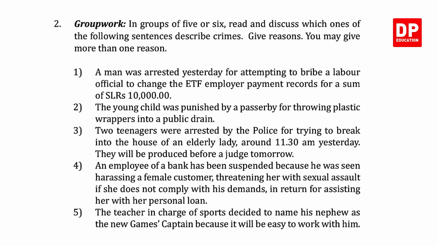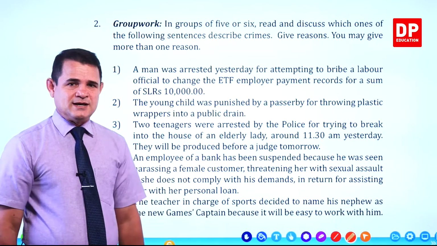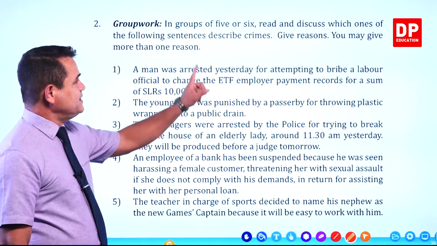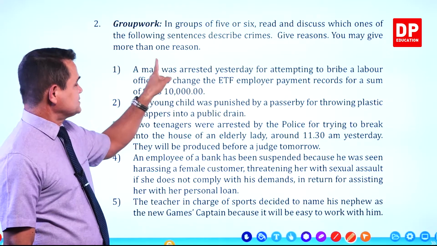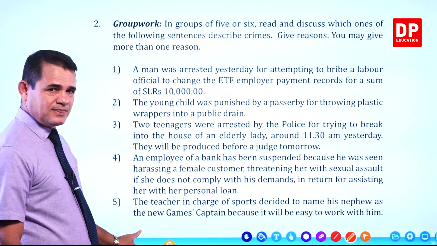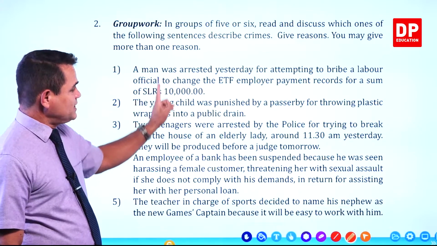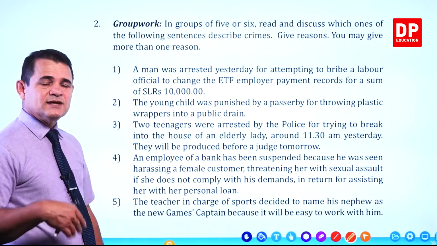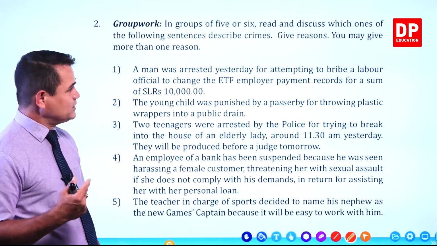And after that, there's a group work to be done. In groups of 5 or 6, read and discuss which ones of the following sentences describe crimes. So now here you have to form groups. පොඩි කණ්ඩායම් හැදිලා 4 දෙනෙක් හෝ 5 දෙනෙක්ගේ discuss සාකච්ඡා කරන ones of the following sentences. So there are 5 sentences given here. වාක්‍ය පහක් දීලා තියෙනවා. ඒවයින් following sentences, which one describes crime? කොයිකින්ද crimes ගැන හොඳට විස්තර කෙරෙන්නේ? And give reasons. හේතු දක්වන්න ඕනි.